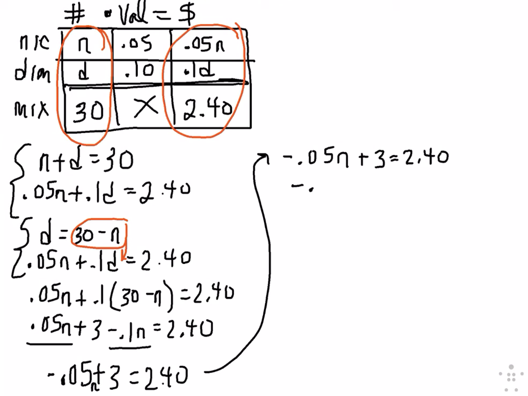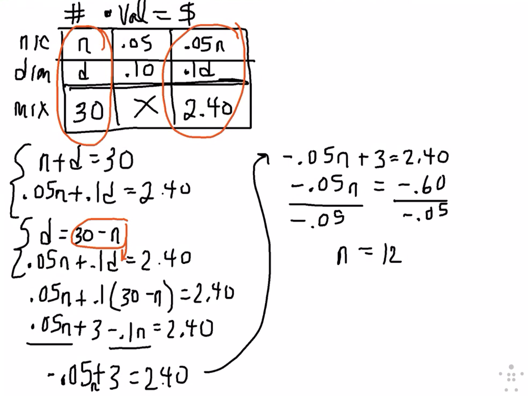Subtract 3 from both sides, so I have negative 0.05n equals negative 0.60. And then divide both sides by negative 0.05, negative 0.05, right? And we get n comes out to be 12, right? Now this question specifically said how many nickels do we have? So we have 12 nickels, right?